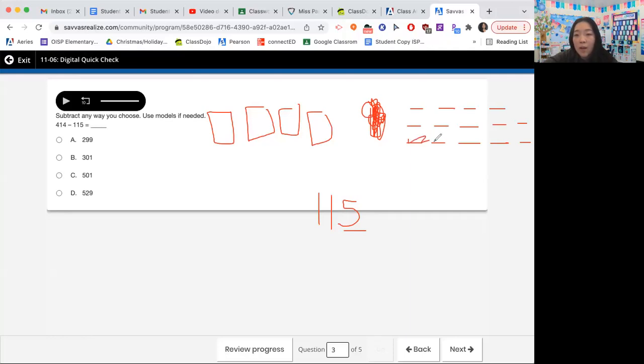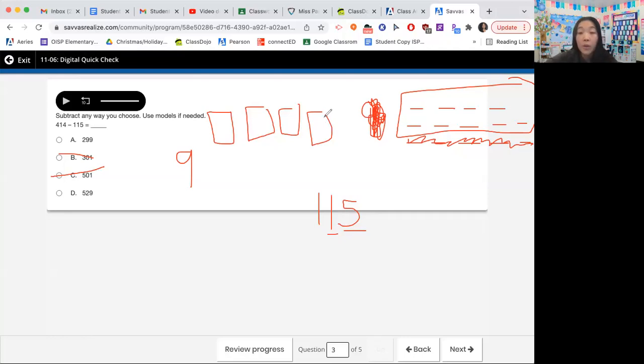So I'm going to take away this row of 5 here. So how many ones do we have left, boys and girls? 9. 9, very good. So we know it's not going to be B or C because they don't have a 9 in the ones place. Now we're going to subtract the tens place. We need to take away 110, but do we have enough tens? No.